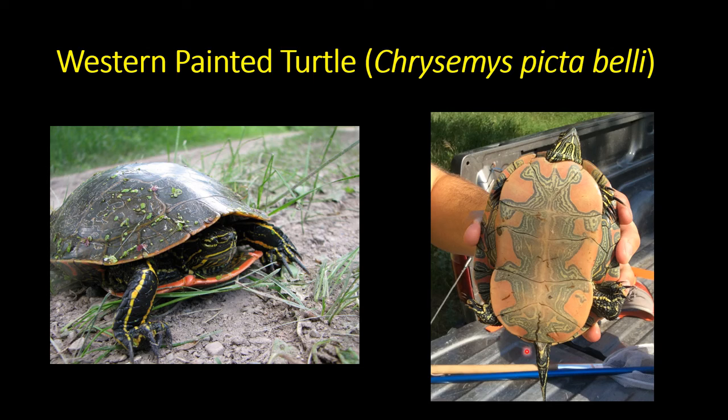Females tend to be larger, but we can also look at the cloaca of a turtle. The cloaca is here on the tail. That's the urogenital opening. Male cloacas tend to be farther away from the shell. Female cloacas tend to be closer to the shell.